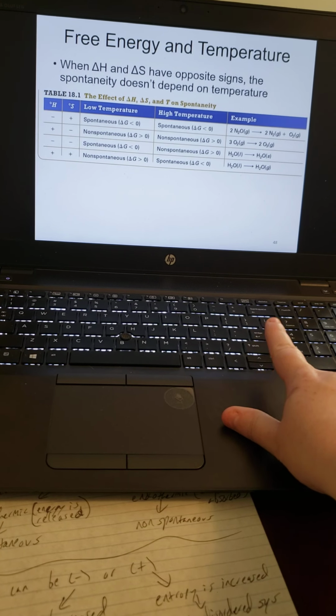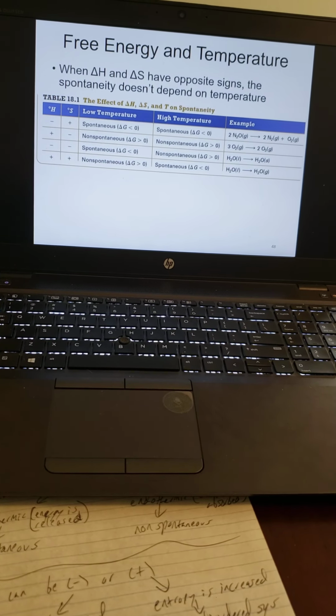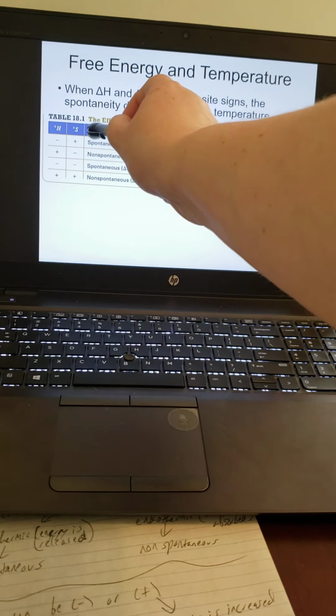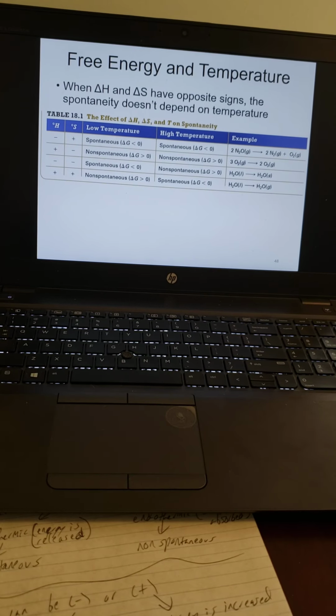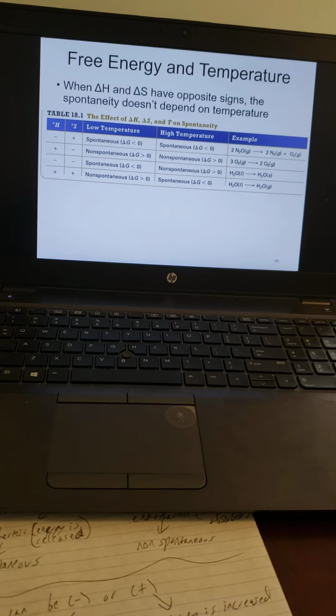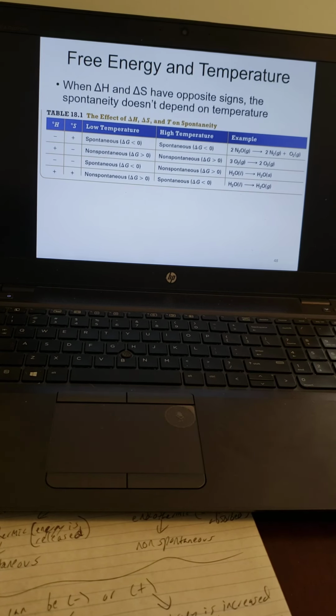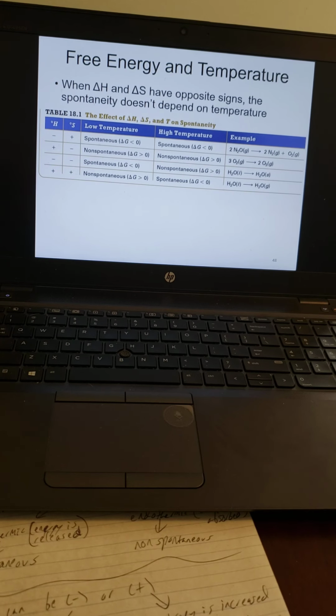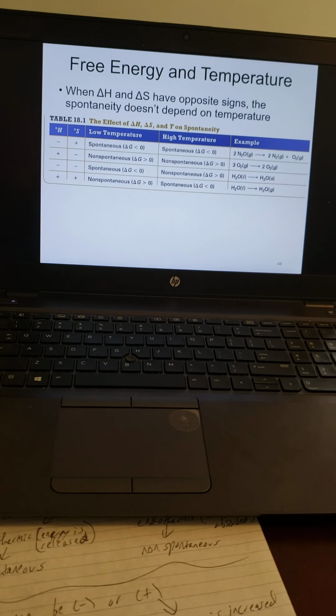But now again, if they both are telling you it's going to be spontaneous, if delta H is negative and delta S is positive, I don't care what you do as far as temperature is concerned, it's always spontaneous. Or if delta H is positive and delta S is negative, they're both saying it's non-spontaneous. Again, I don't care what you do as far as temperature is concerned, that's non-spontaneous. So basically, what are we saying? When the signs differ, temperature doesn't matter. But when the signs are the same, that's when you're getting two different stories and the temperature matters.